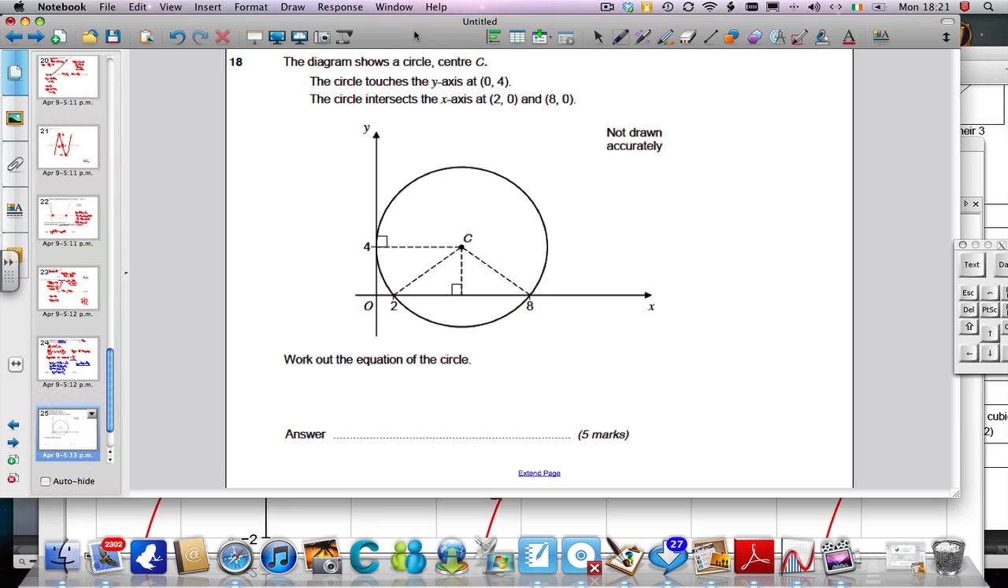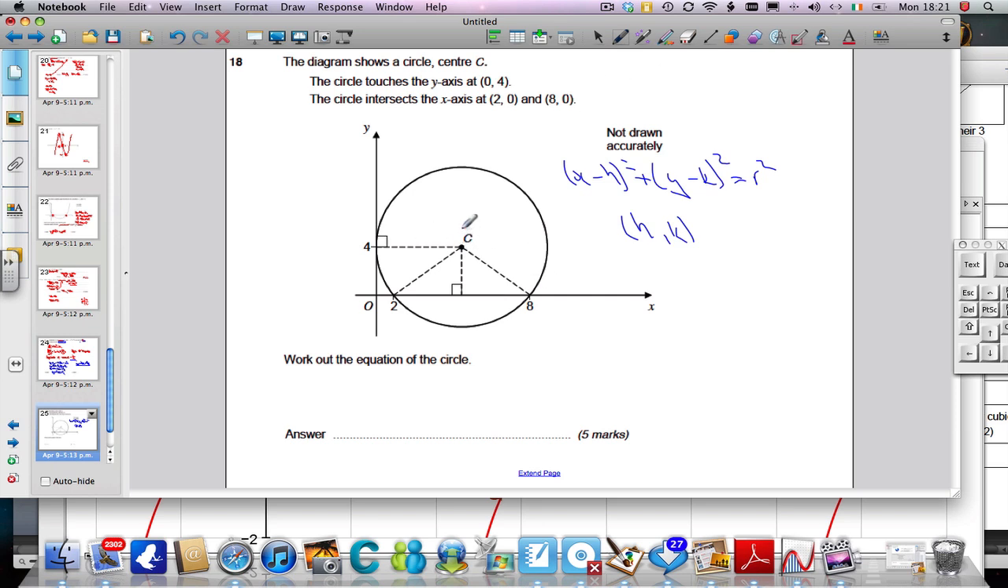Nearly there now. Question 18. We're asked to work out the equation of the circle. Now there's lots of different ways of doing this. It's actually quite straightforward, so long as you know that the equation of a circle is given by this formula: x minus h squared plus y minus k squared must be equal to radius squared, and that's with center (h, k). So if I know the center is (h, k), I can just plug it in here and work out the radius.